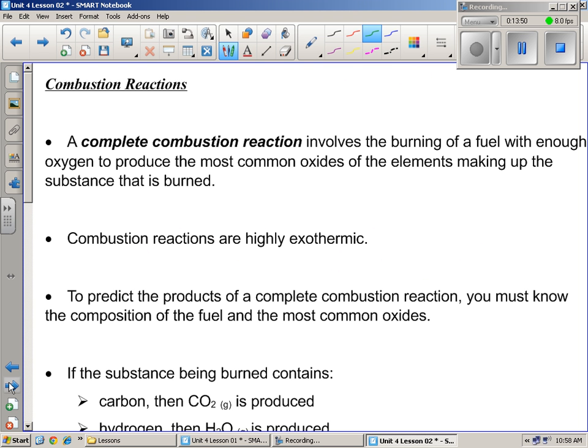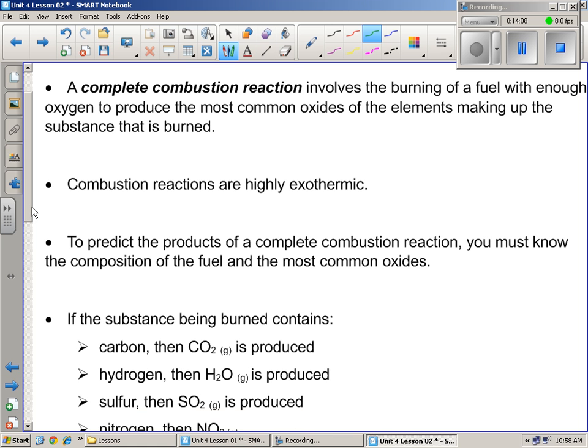Next. Now, combustion. You guys probably did combustion reactions last year. I'm going to assume that you did, whether you remember or not, carbons and hydrogens. We're adding on to that this year. So, there is quite a bit to remember here.